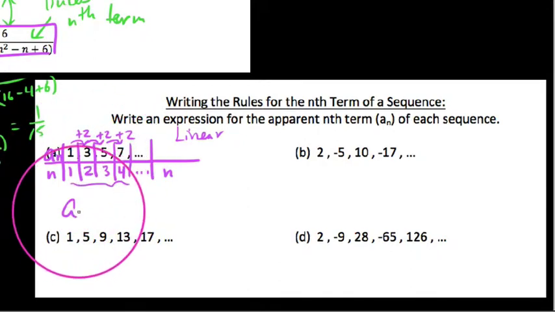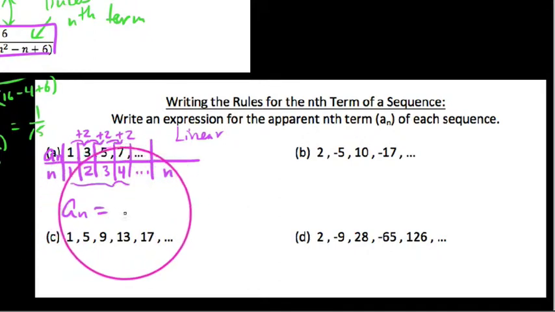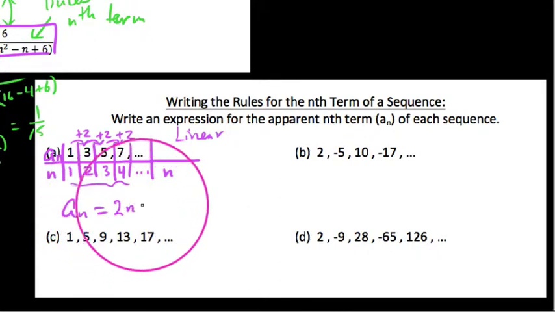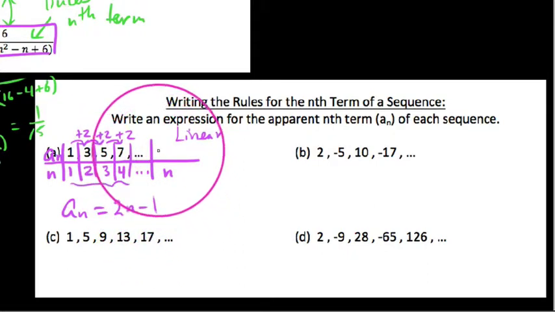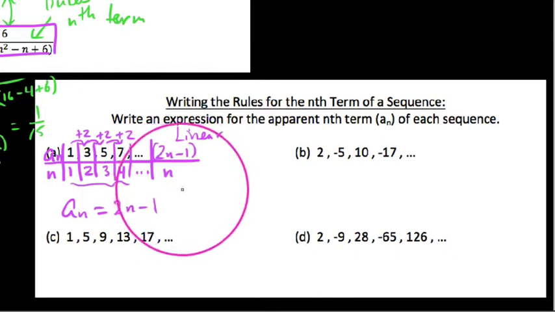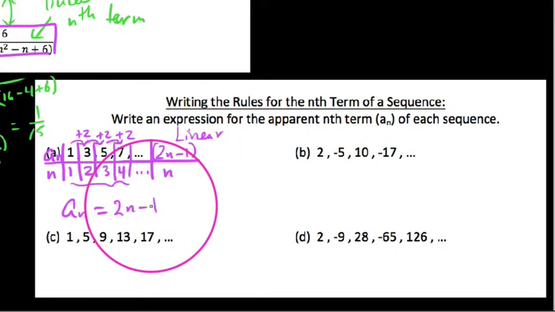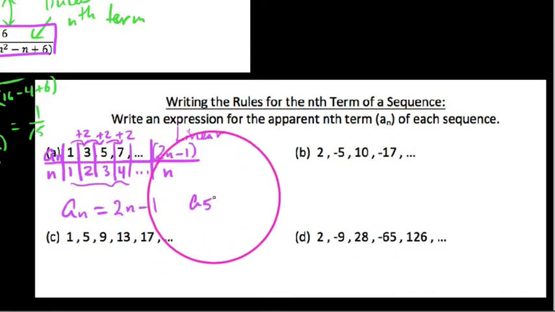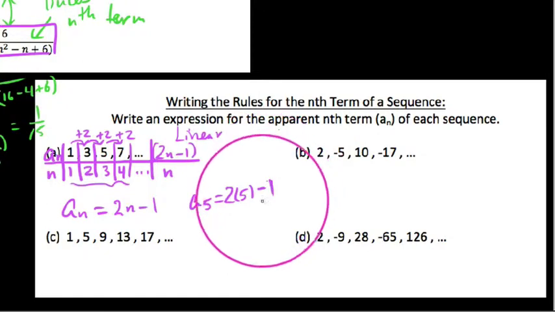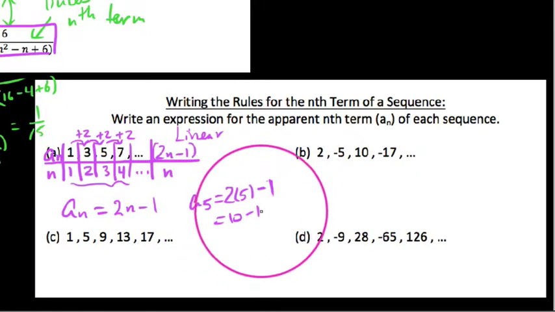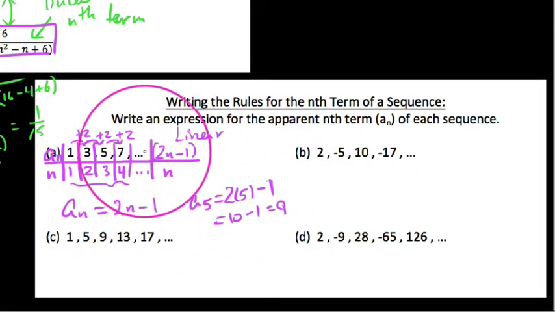So essentially we're going to say, our rule, a sub n, would be this. I'm taking my n values and doubling them, and then I'm subtracting 1 to get this. In general, our nth term is 2n minus 1. And it would work, and we could test this out. What if I did a5? I suspect I would get 9: 2 times 5 minus 1, which is 10 minus 1, which is 9, which is exactly what we expected to get here.